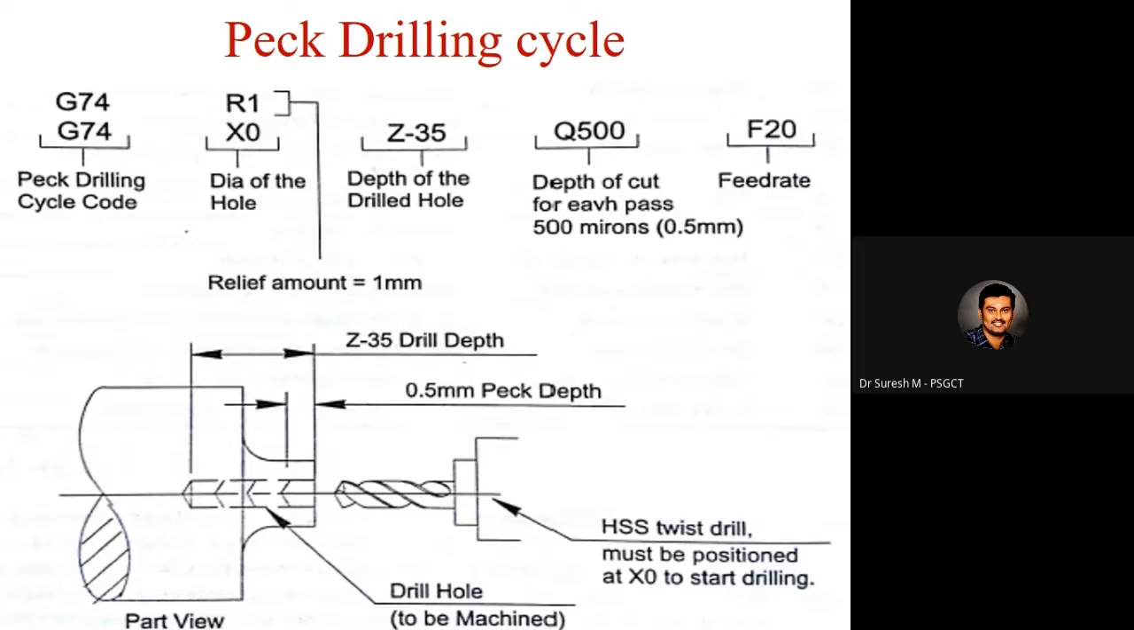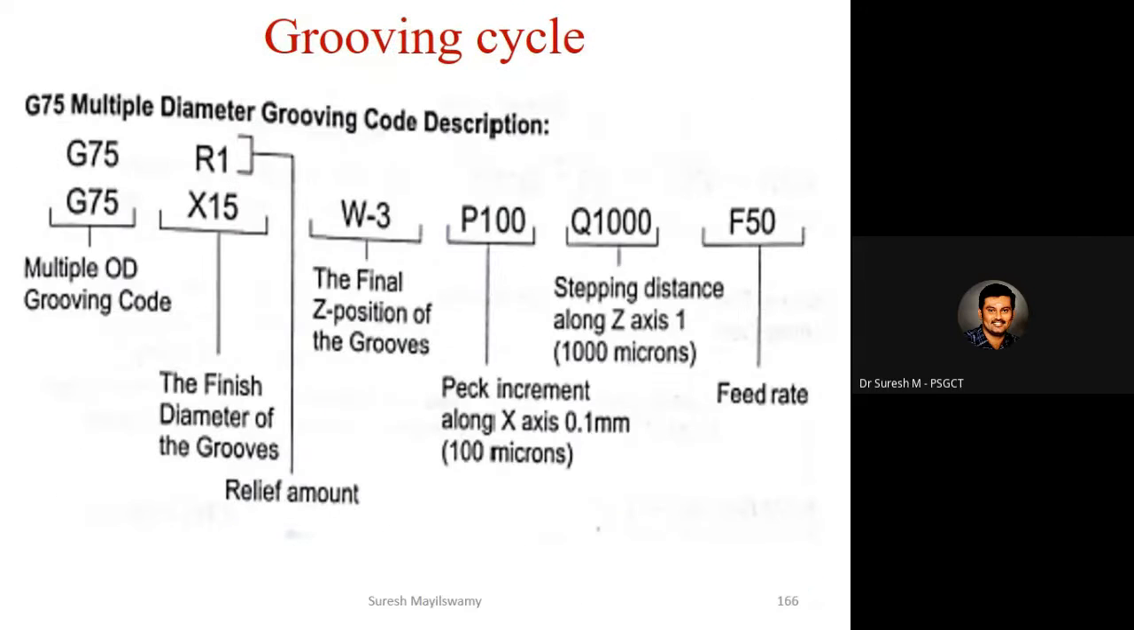Here also the G74 code is used, in a 2 block series. And the next one is the grooving cycle. The G75 code is used for the grooving cycle, and this is also a 2 block code. The first block is the relief amount or retract amount, and in the second block there is X, which is the finished diameter dimension, and W is the final Z position of the groove, from the initial position to the final position. The dimension the tool should move will be given in W in minus.